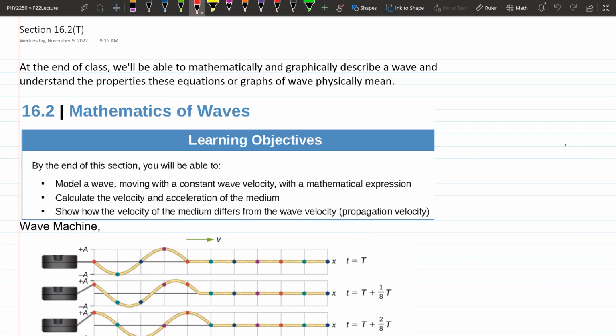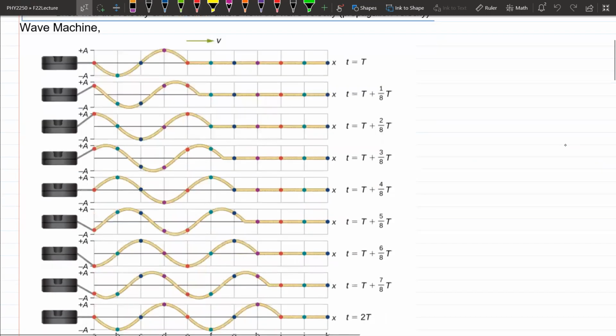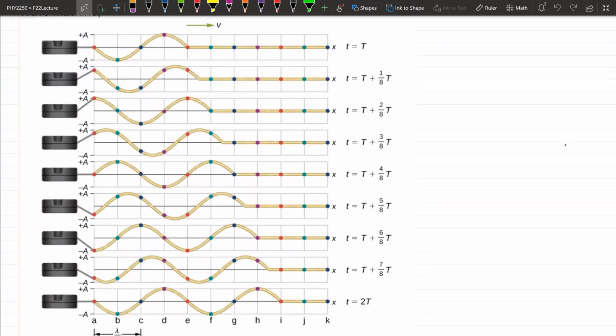So at the end of the class, we should be able to mathematically and graphically describe a wave and understand the properties of these waves. That way, when we see a wave, we can say, oh, that's the wavelength of the wave, that's the frequency of the wave, and that's the reason that when you multiply the two together, you get the speed of the wave, okay? So let's look at this little still animation.